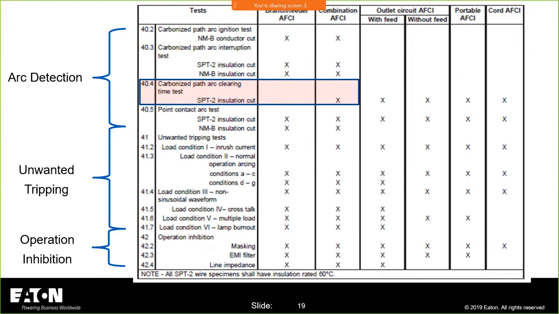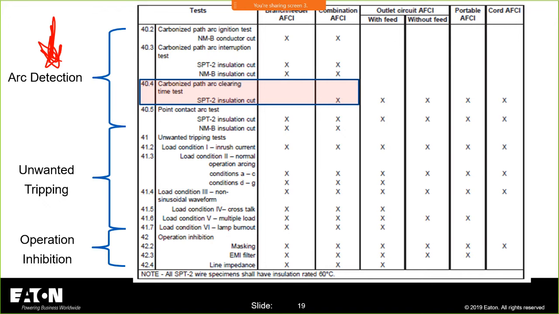So here's a shot of the UL standard and what it provides from an arc detection perspective. I'm focused right now on arc detection because that's where the difference lies between a combination type AFCI and a branch feeder type AFCI. I'll have you note that the only test that is different is the carbonized path arc clearing time test. It has all of the other same tests as the branch feeder.